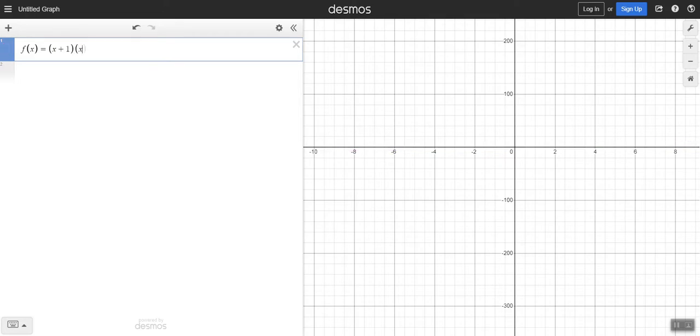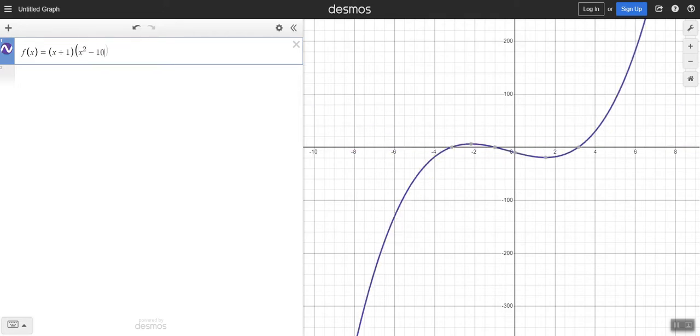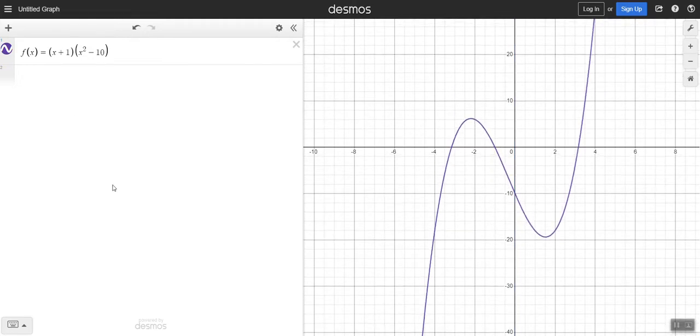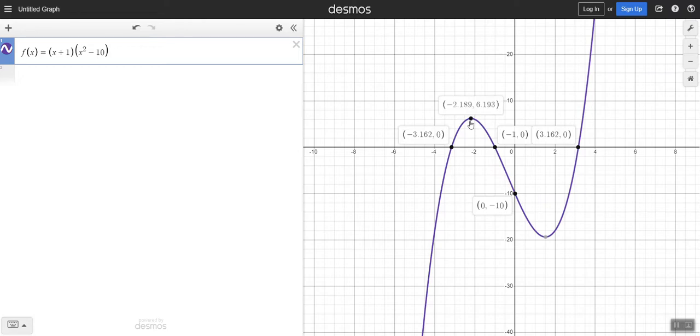x squared minus 10. And let's see here, we'll adjust our y-axis just a little bit. So here are those three x-intercepts which we found. There's that y-intercept which we found. And notice, down to the left, up and back down through the x-intercepts meant there had to be a maximum there, just like we projected. And then down and back up through the other x-intercept had to be a minimum there, just like we projected.